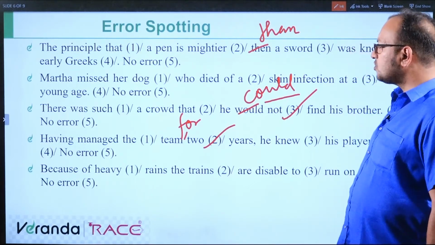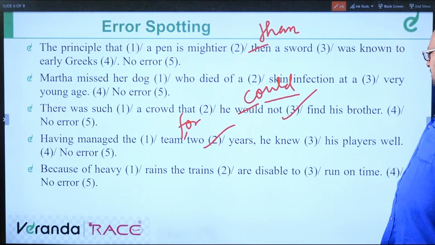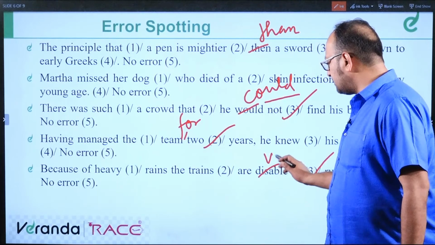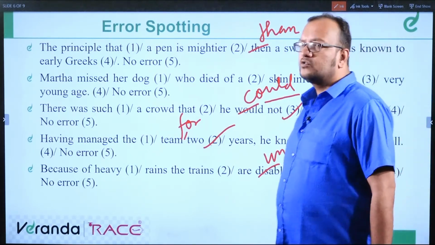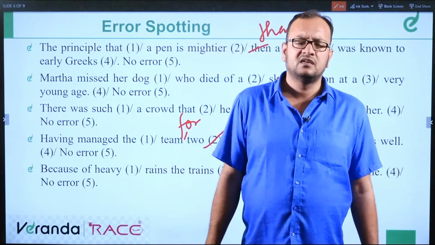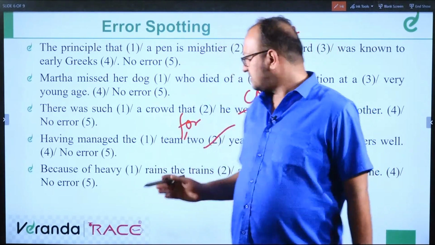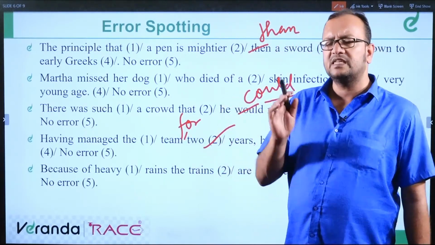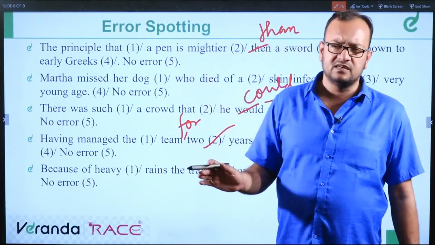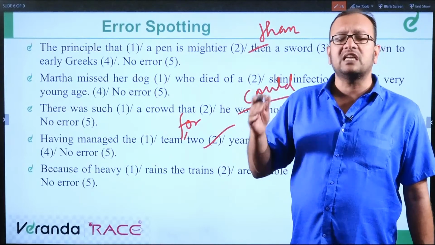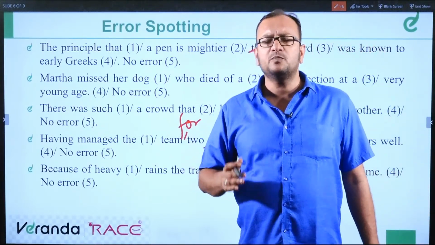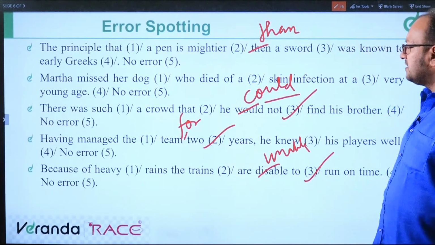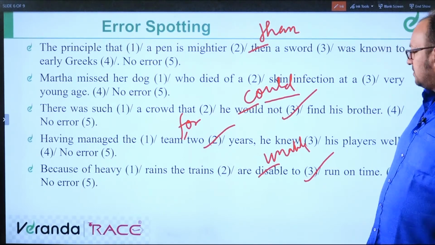Fine. Because of heavy rains, the trains are disabled to run on time. This is incorrect, because the error is in part 3. It should be unable to. Disabling means to make something dysfunctional. Making something dysfunctional is known as disable, and something which is not able to perform its task is unable to perform its task. So when we say disabled, it means dysfunctional. But when we say unable to, it means it's not able to. Are you getting my point? Not able to means not able to perform its task. So the error is in part 3. Because of heavy rains, the trains are unable to run on time, not disabled.